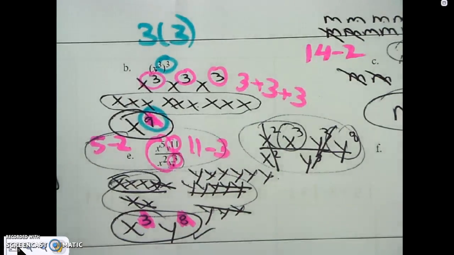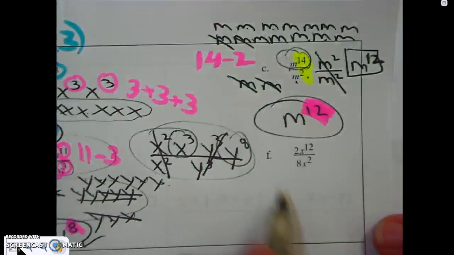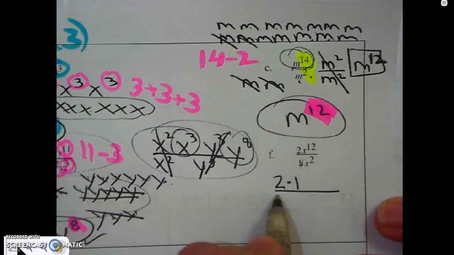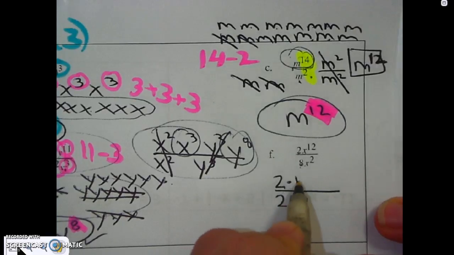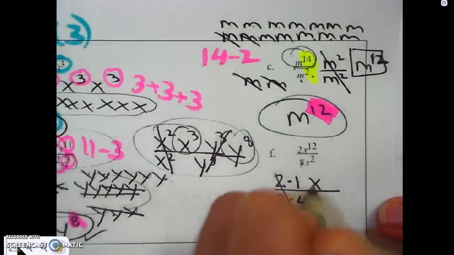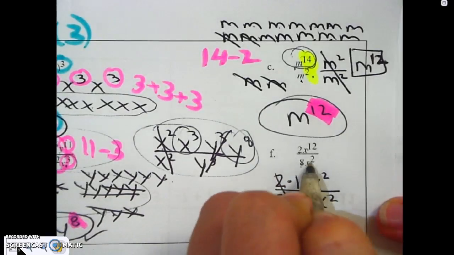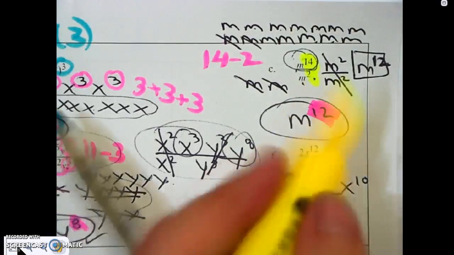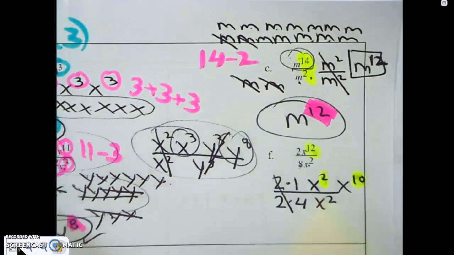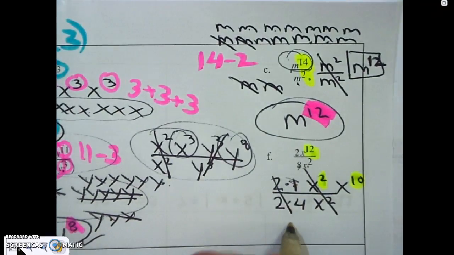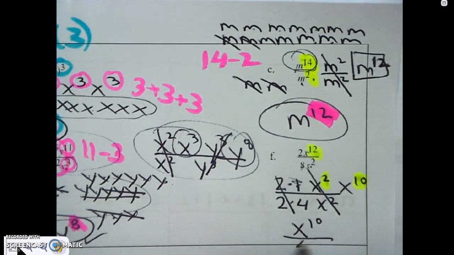Okay? Let's do the next one. 2 and 8. This is 2 times 1. This is 2 times 4. Bye-bye. 12 x's. So 2 on top, 2 on the bottom, 10 more, because 2 plus 10 is 12. So now that's bye-bye. You don't need the 1. So x to the 10th over 4.